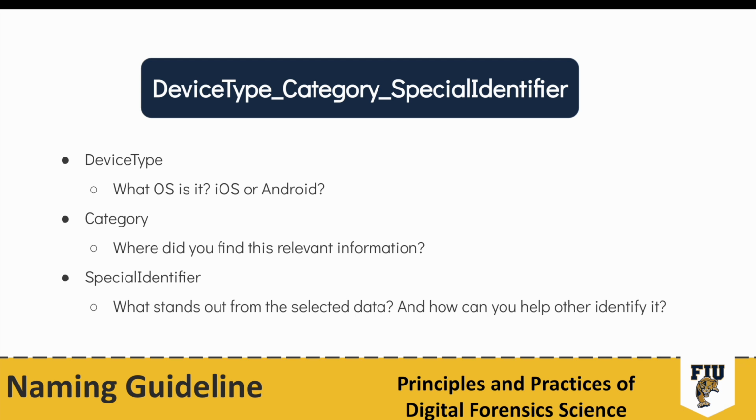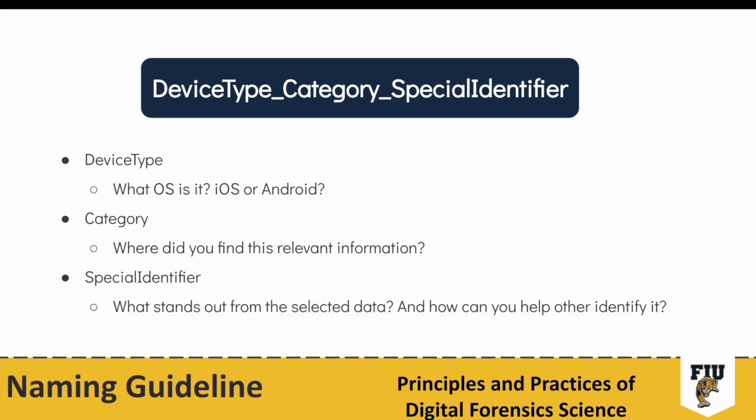Here's a guideline I have come up with that you may find useful during your lab. Here's the bookmark written in snake case, as you can see by the underscores, and it's comprised of three text blocks: device type, category, and special identifier. To determine what should go in these blocks, ask yourself the following questions.